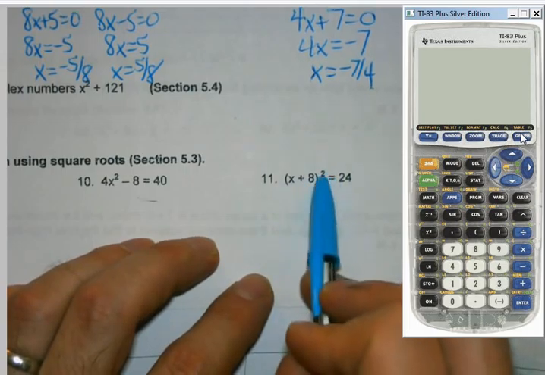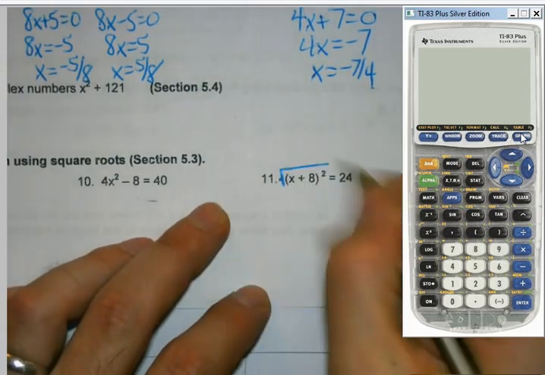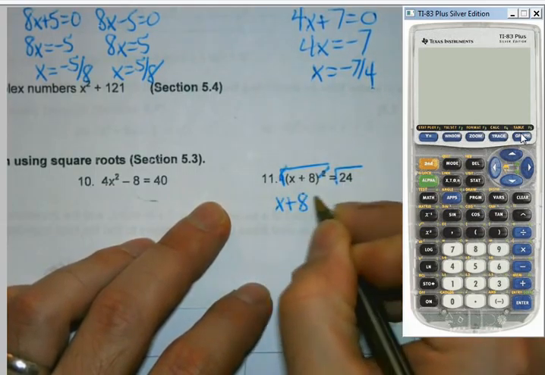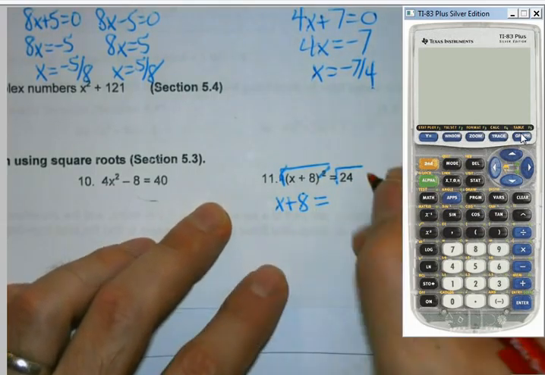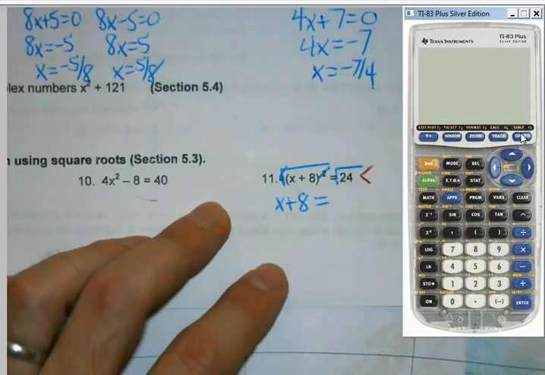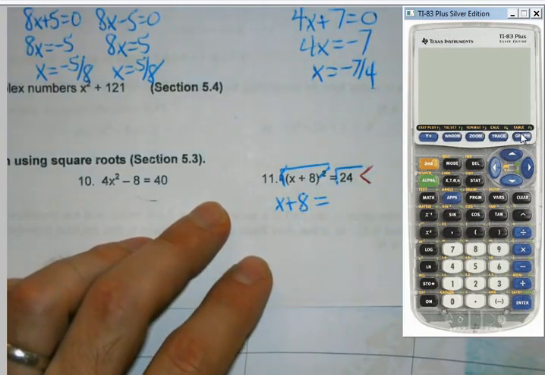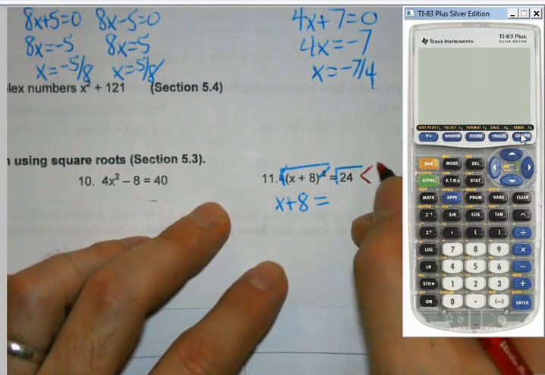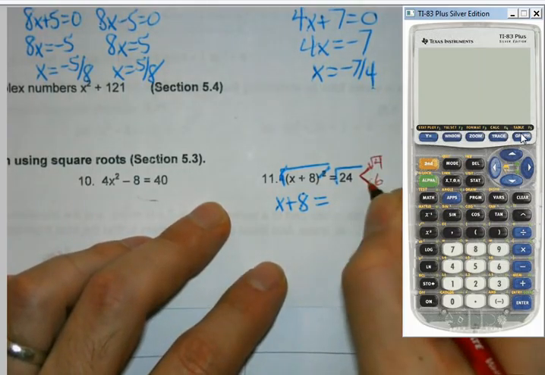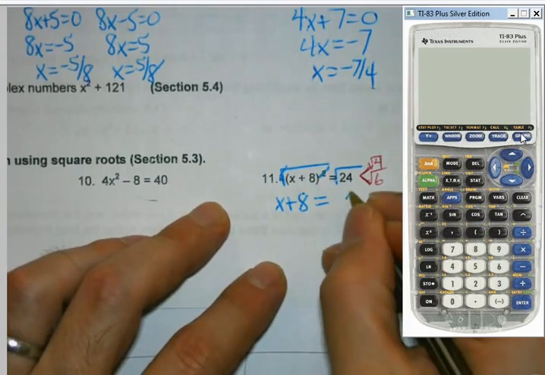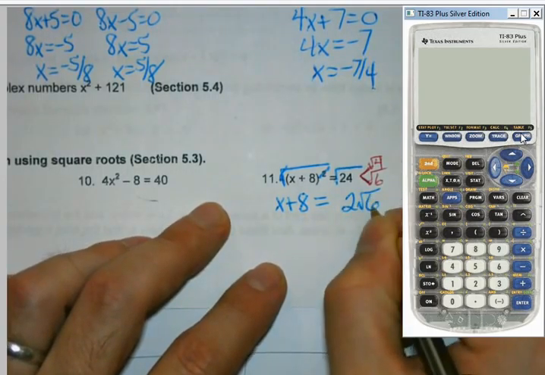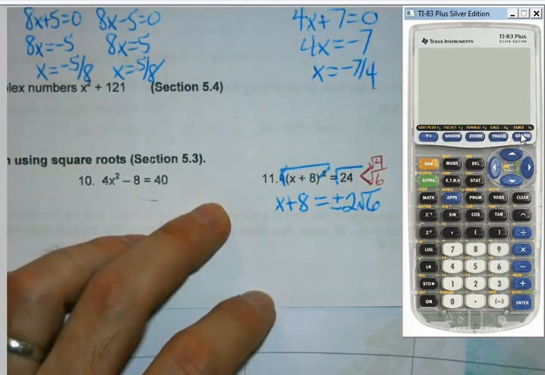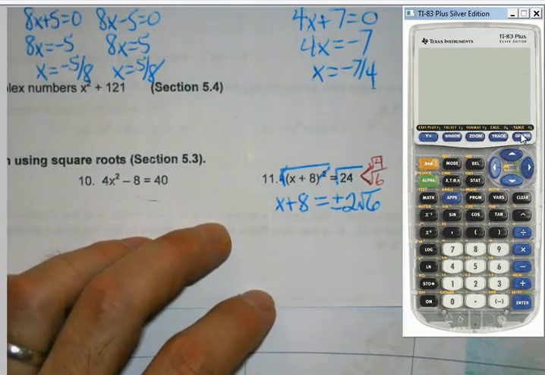What do I have to do to get rid of that squared? Square root it. And here's where the fun starts. Two things I have to be thinking about. One of them is, can I break down 24? Yes. What's it going to look like? 4 and 6, which is 2 square root of 6. But since I'm solving a quadratic, I have to have plus minus. It's not an option. It's a necessity.